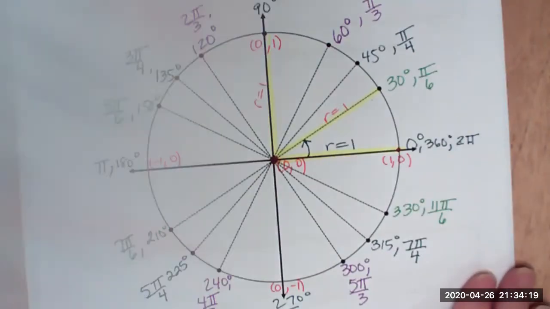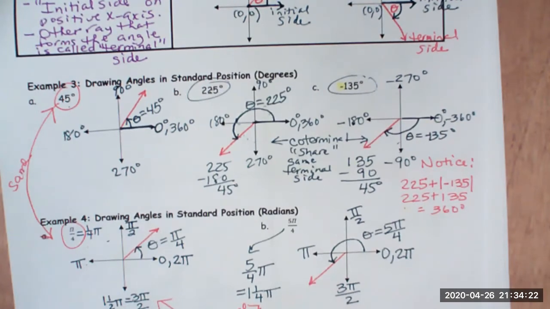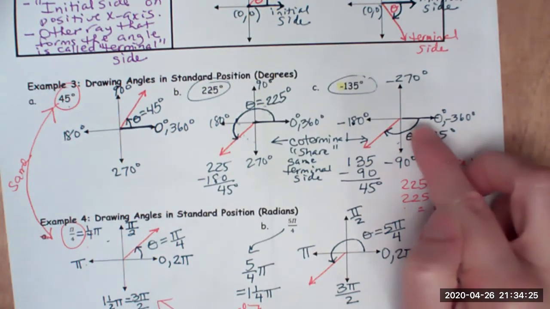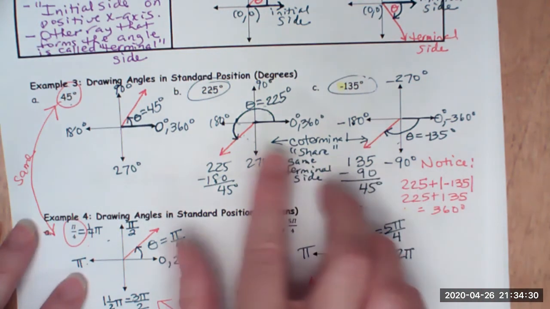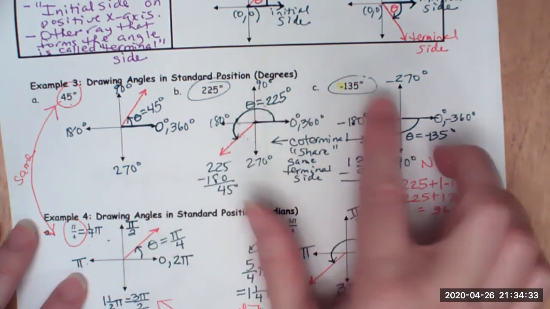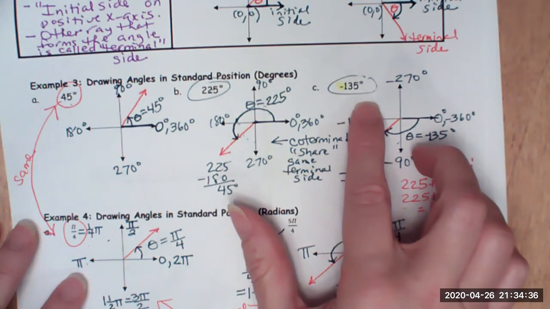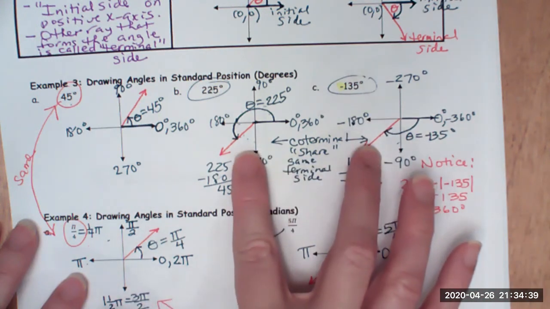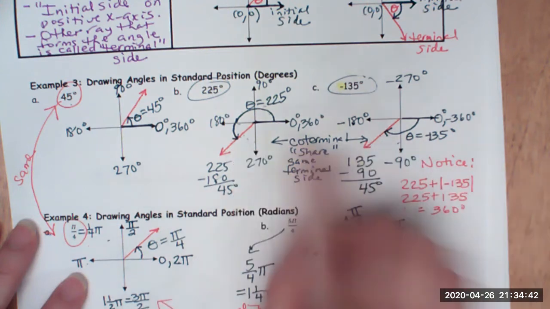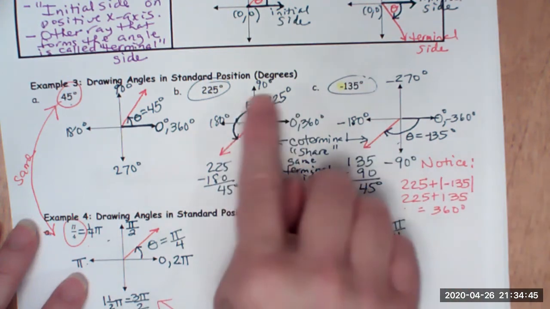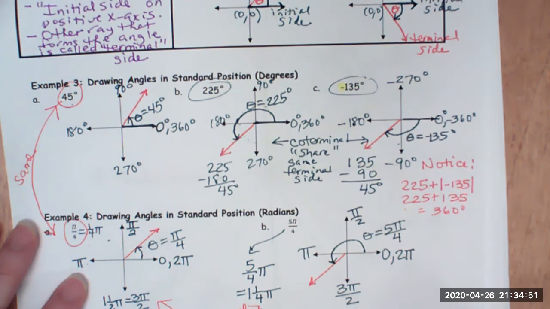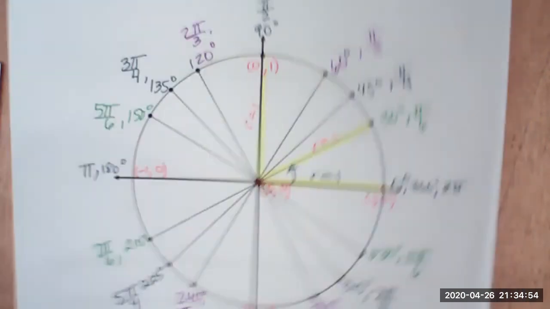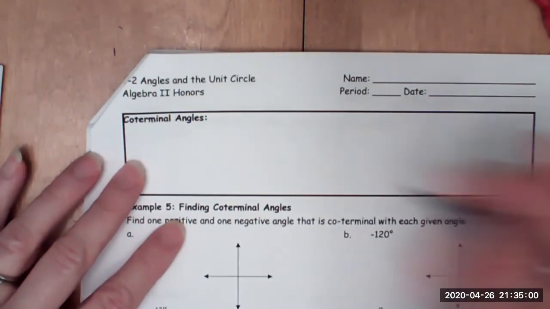Okay, so let's look back now and notice that we had talked about the angles that shared the same terminal side. For example, the 225 degree angle and the negative 135 degree angle. They share the same terminal side, but their rotations are different. This one was rotating in a positive direction. This one was rotating in a negative direction. So we're going to define them now as coterminal angles. We'd already talked about that's what they were called, but we'll formally define it now.